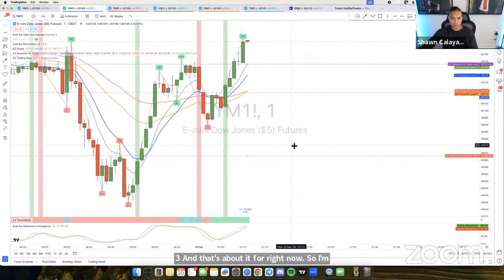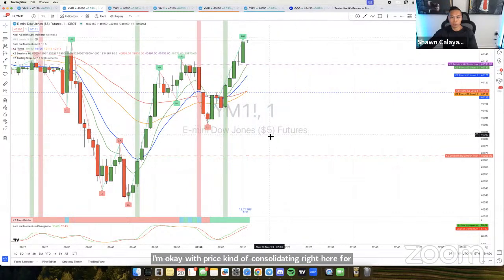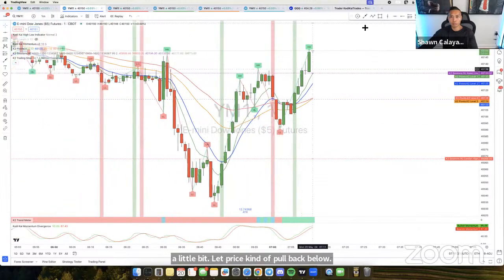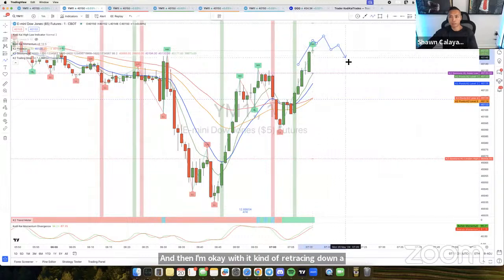So I'm still looking for my momentum divergence. I'm okay with price kind of consolidating right here for a little bit. Let price pull back below, maybe push up a little bit more. And then I'm okay with it retracing down a little bit, and then continuation right back up.